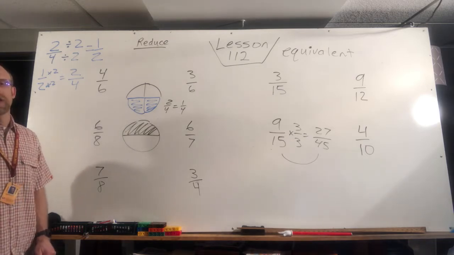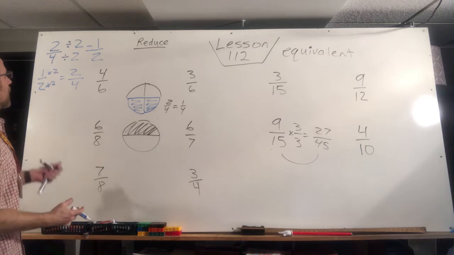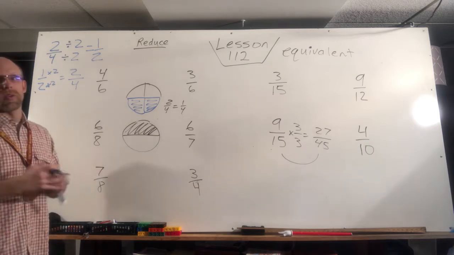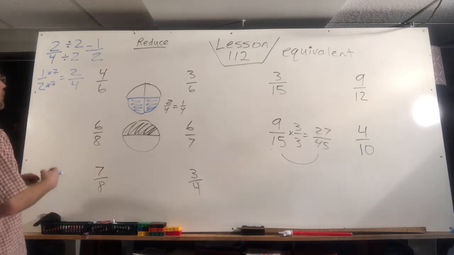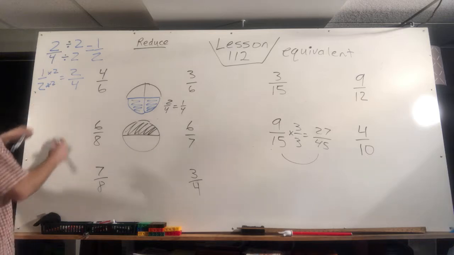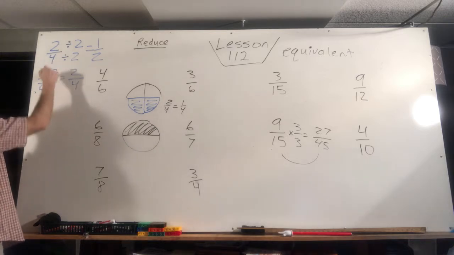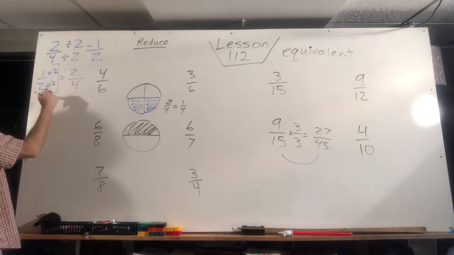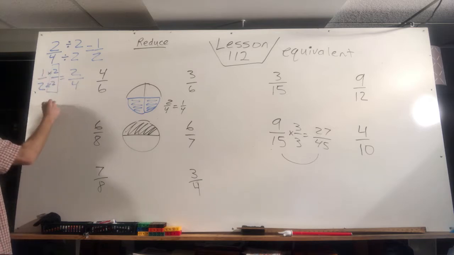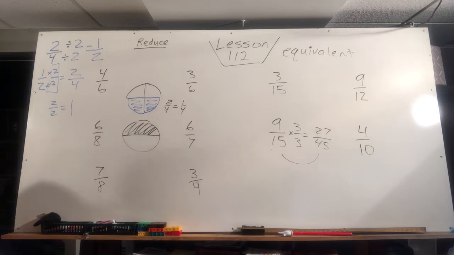We talked about that last week when we were making equivalent fractions. And so as long as we're multiplying by 1, remember this right here is really multiplying by 1 because 2 over 2 is equal to 1 whole.